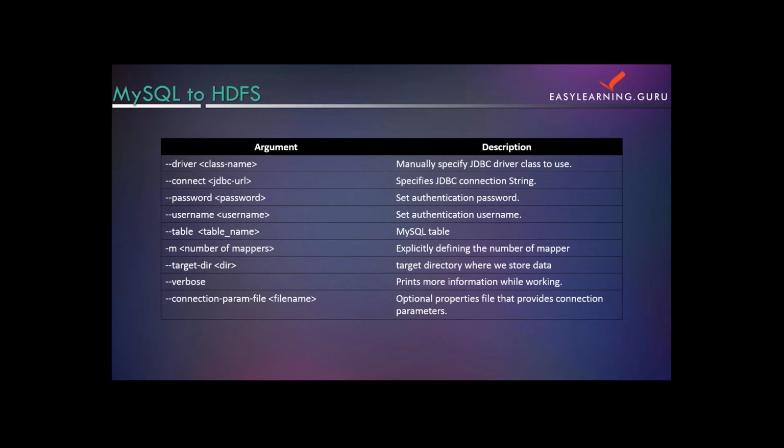Then you have --verbose. It is not actually a mandatory command, but it just prints all the necessary information while you are working. Then at the last you have the --connection-param-file, in which you pass the path of the file in which you store the connection string. For example, in case you don't want to specify the connection string manually, then you use this file.